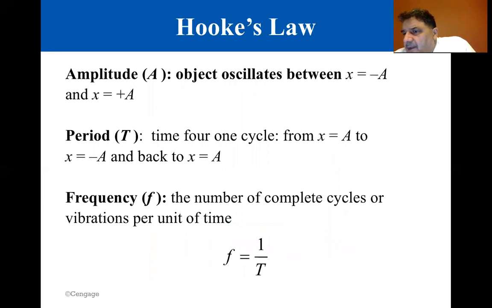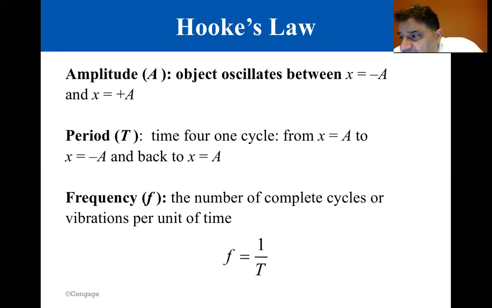Okay. Here are three basic concepts which are important when we discuss any kind of periodic motion. First is the amplitude. The amplitude A is the maximum distance of the object from its equilibrium position. In the absence of friction, an object in simple harmonic motion oscillates between the positions x equals minus A and x equals plus A. The period T is the time it takes the object to move through one complete cycle of motion from x equals A to x equals minus A and back to x equals A.